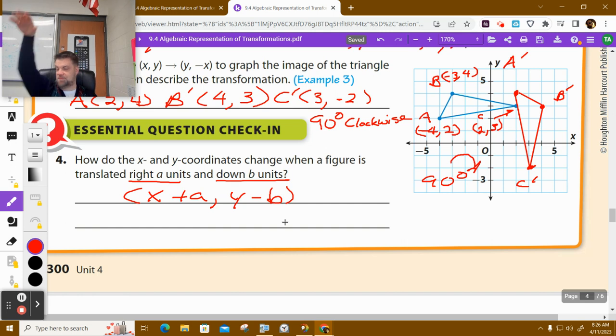Why are there letters in there? Well, that's like if the A represents a number. So if I said 3 units to the right, it'd be x plus 3. And if I said I'm going down 7 units, then it would be y minus 7.